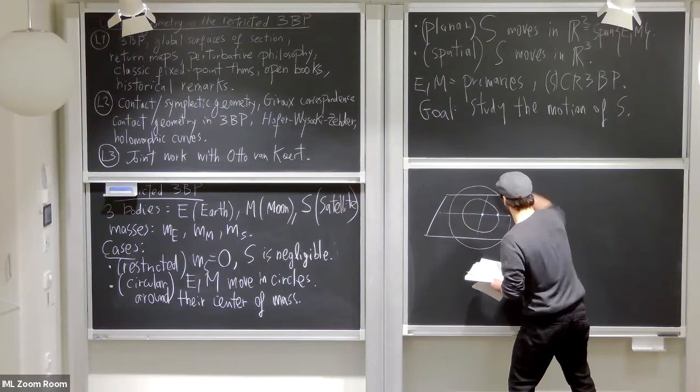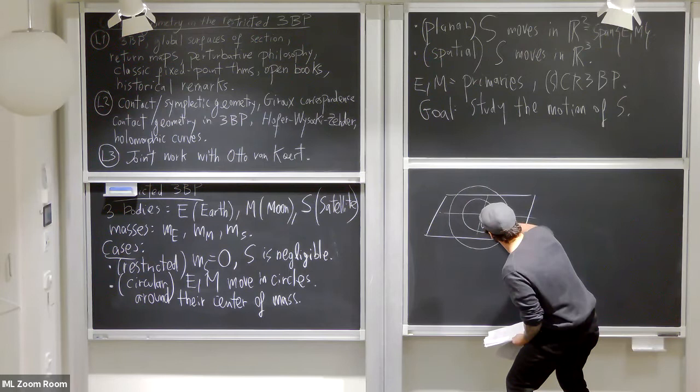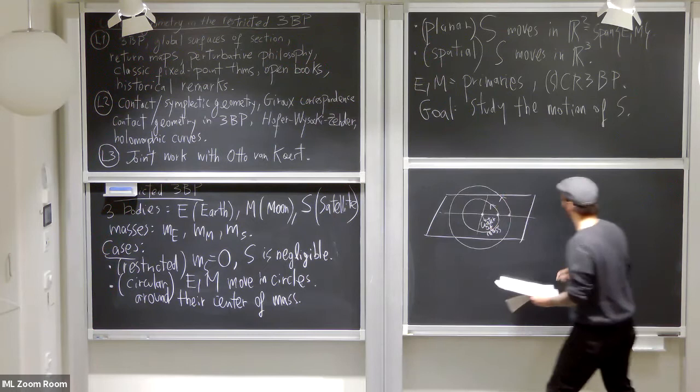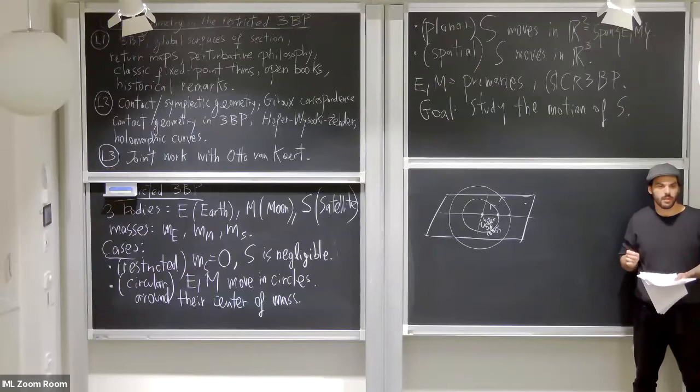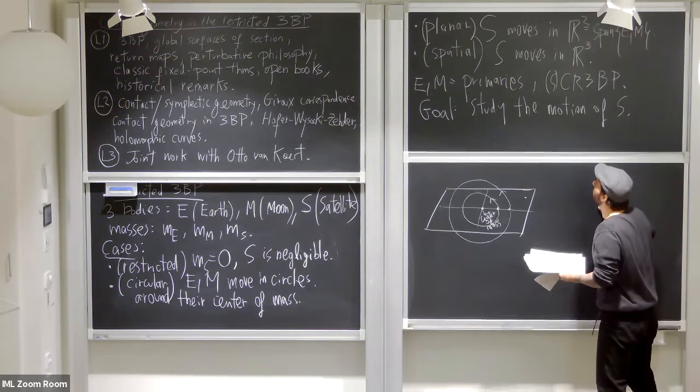What's going to happen is that the planar case is when my satellite starts on the plane with a velocity which is pointing towards the plane, and it's going to be an invariant subset of the whole dynamical system that we're going to get. So this is why it's a particular case that people have looked at.